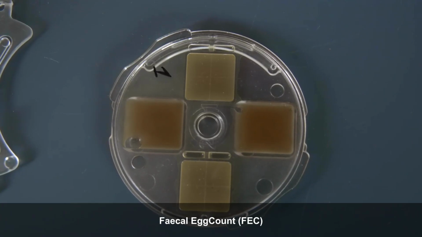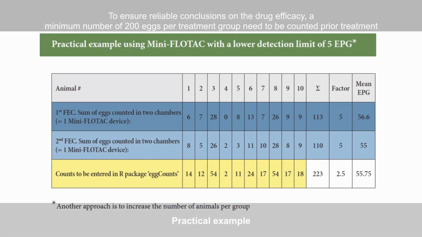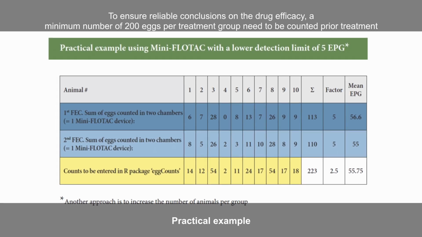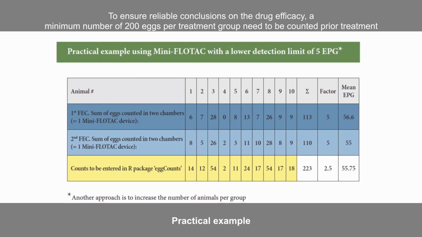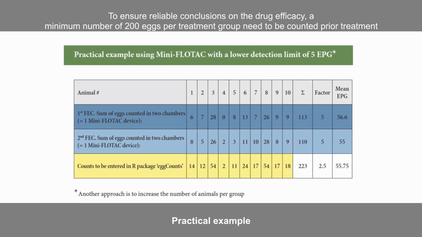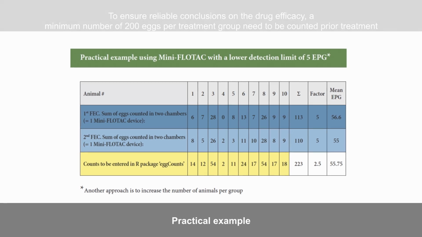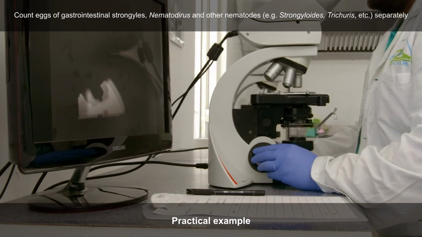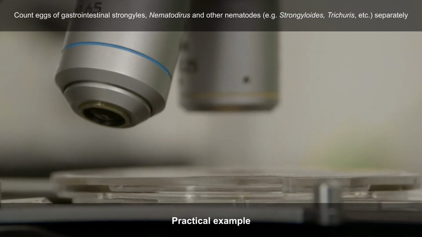To ensure reliable conclusions on drug efficacy, a minimum number of 200 eggs per treatment group need to be counted prior to treatment. This is the total number of eggs actually counted across the 10 animals sampled, not the number of eggs per gram. Therefore, if this number was not obtained following the analysis of all samples, the practical solution is to examine a second aliquot of each of the same samples, thus leading to an analytic sensitivity of 2.5 eggs per gram, if, for example, a Mini-FLOTAC is being used.